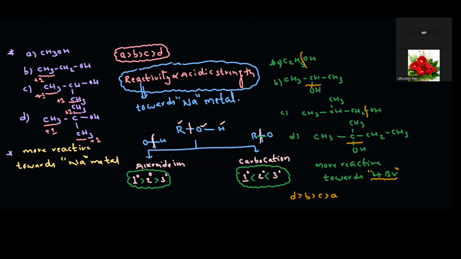So this is the order. Reactivity order of the given compounds: D, next B, C, A. This is the reactivity order of alcohols towards the HBr molecule. Then next we will discuss the acidity, or acidic strength, of the alcohols.